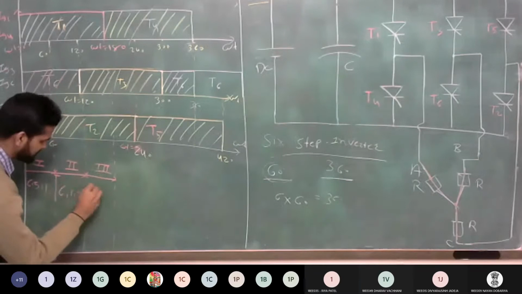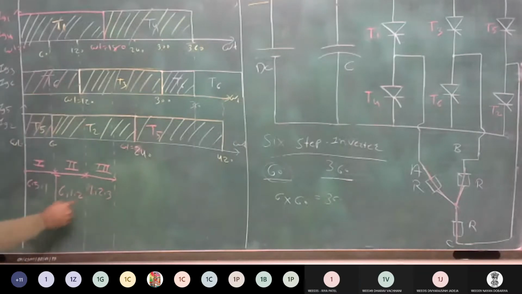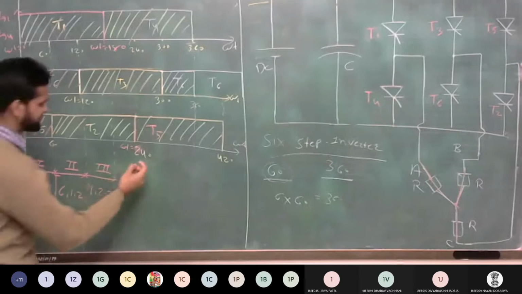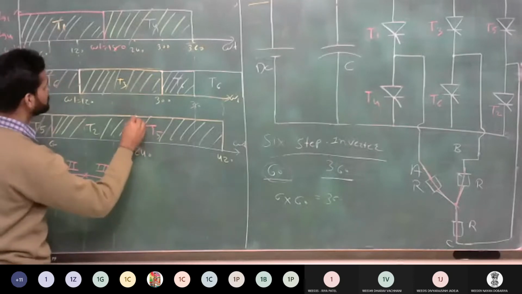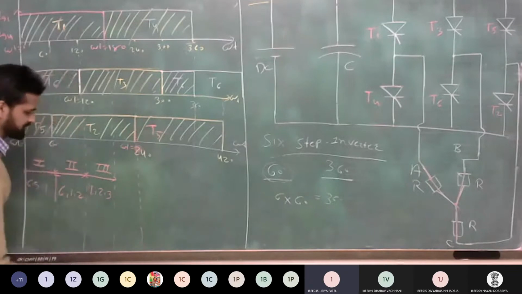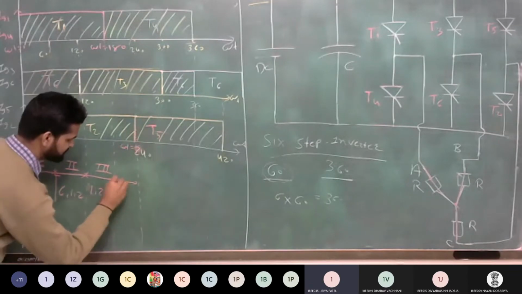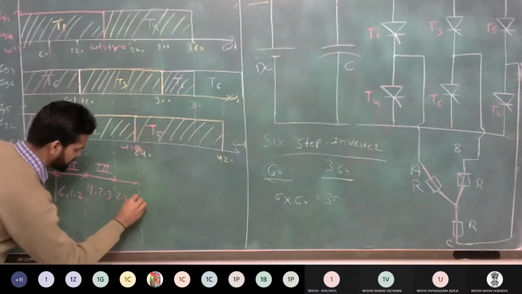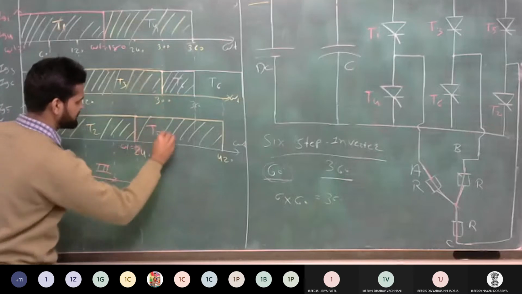T1, T2 and T3. Very good. 1, 2 and 3. So here I write the sequence in which they are done. Now next interval 180 to 240: T4, T3 and T2. 2, 3 and 4.